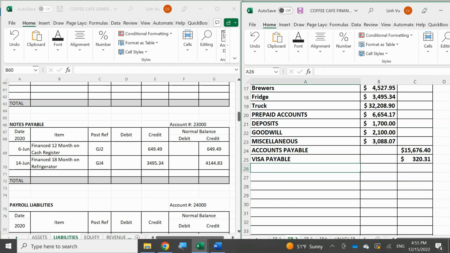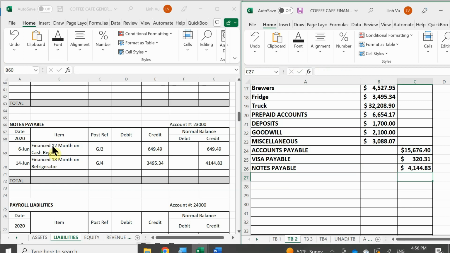We also have a notes payable, right? From the last one, we had it for the cash register. Now that we also got our refrigerator, we have an increase in my notes payable, right? It's increased now to $4,144.83. Okay.